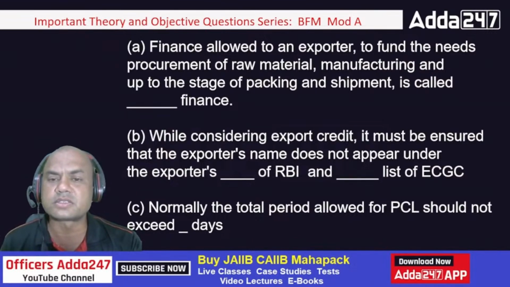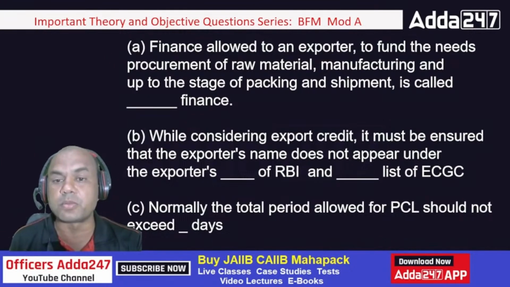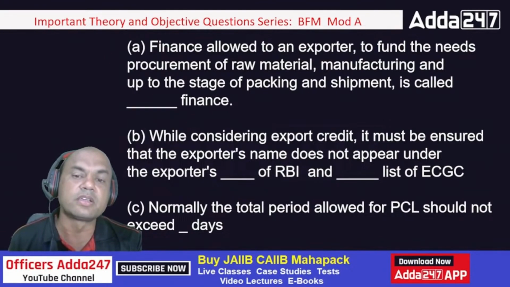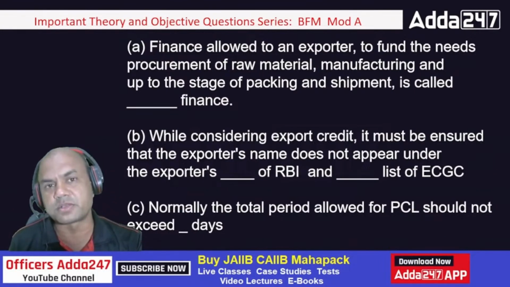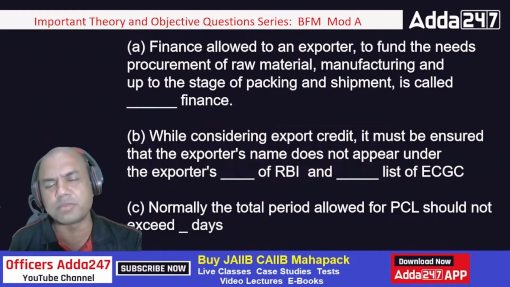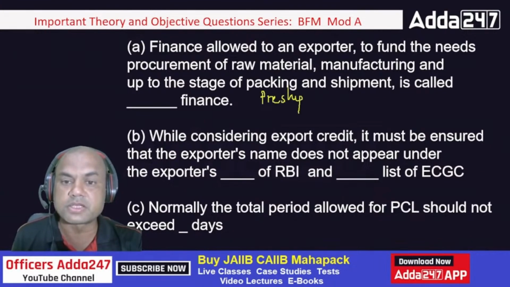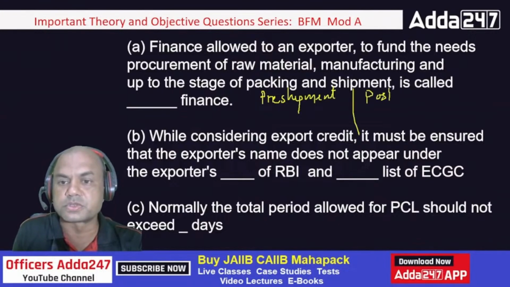So what is it called as? Allowed to the exporter to fund the needs of procurement of raw material, manufacturing here. This is basically for the manufacturing part. So always remember there are two types of finances. Mainly, there are many types, but mainly two. One is pre-shipment, and second is post-shipment. So pre-shipment and post-shipment.